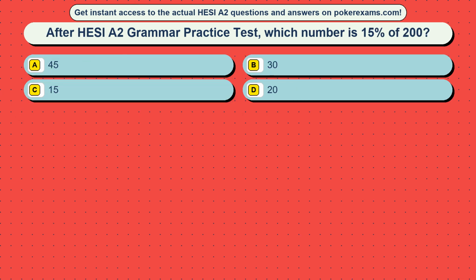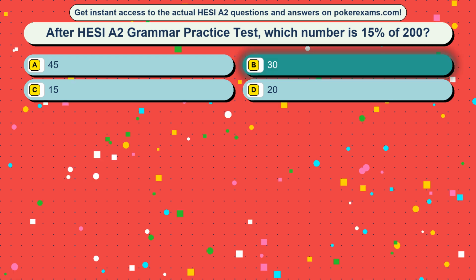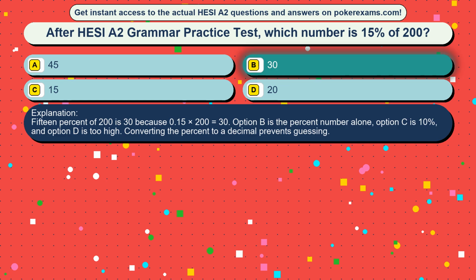Question 36. After HESI A2 grammar practice test, which number is 15% of 200? Option A, 45. Option B, 30. Option C, 15. Option D, 20. The correct answer is option B, 30. 15% of 200 is 30 because 0.15 times 200 equals 30. Option C is the percent number alone, option A is 22.5%, and option D is too low. Converting the percent to a decimal prevents guessing.